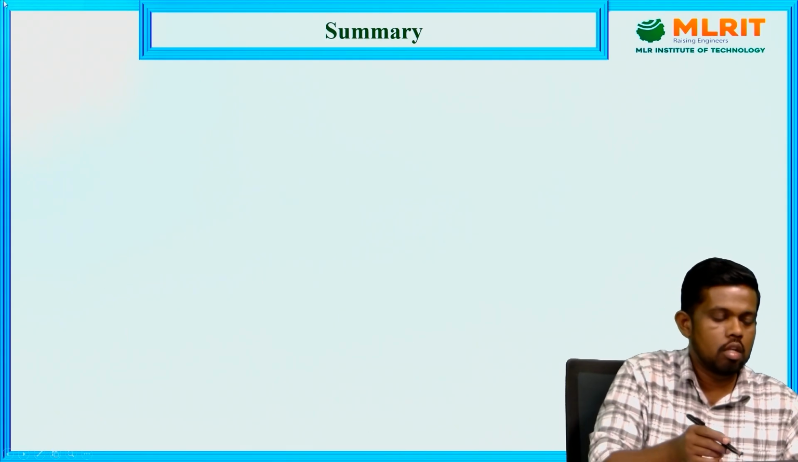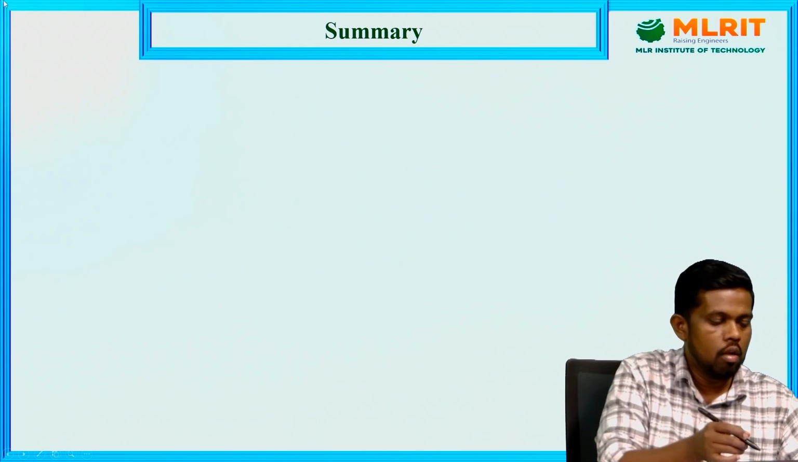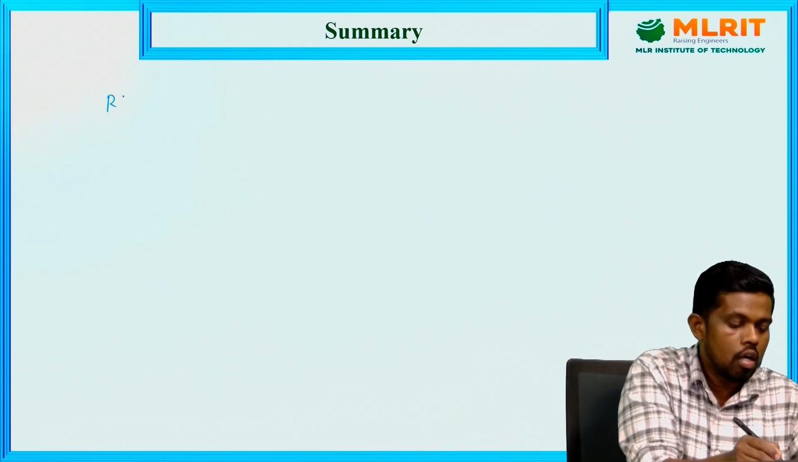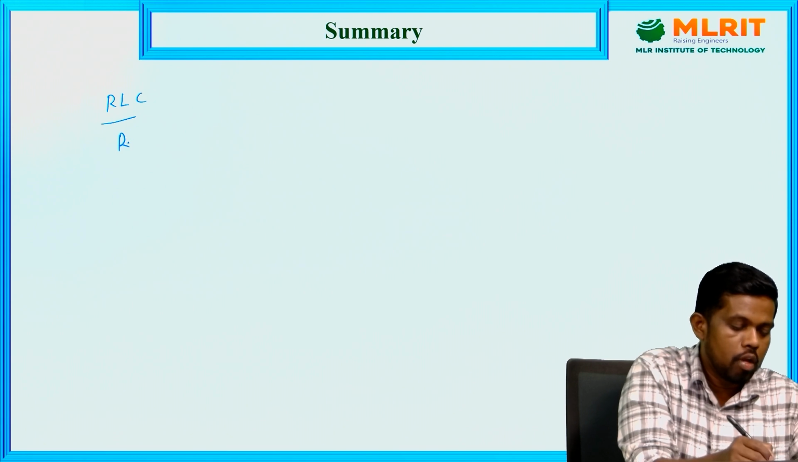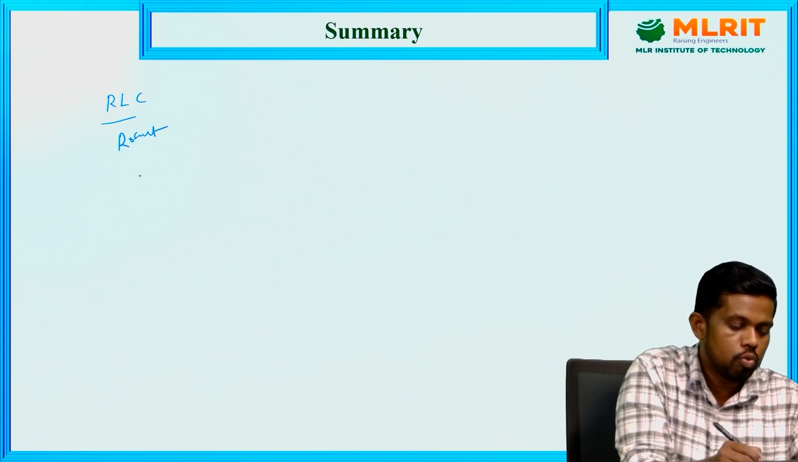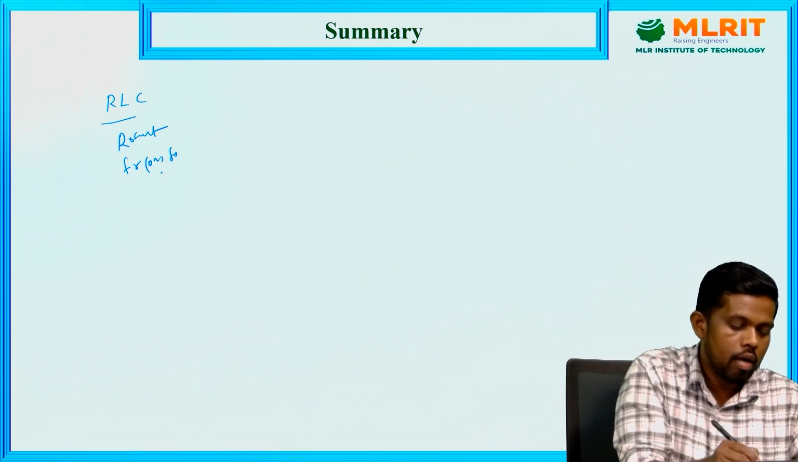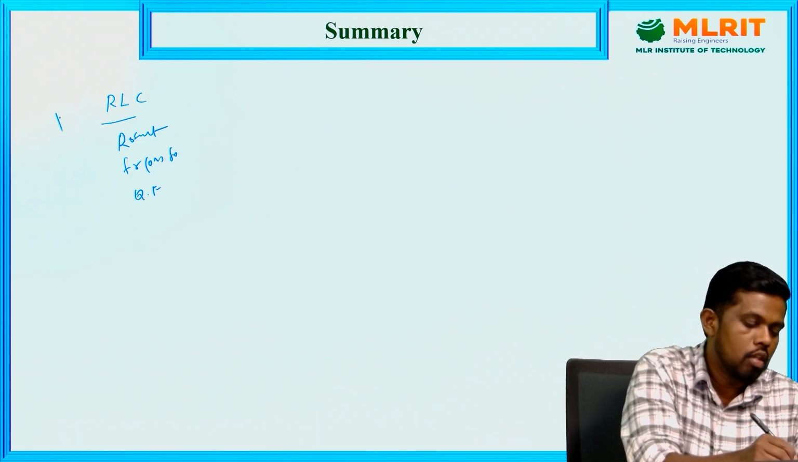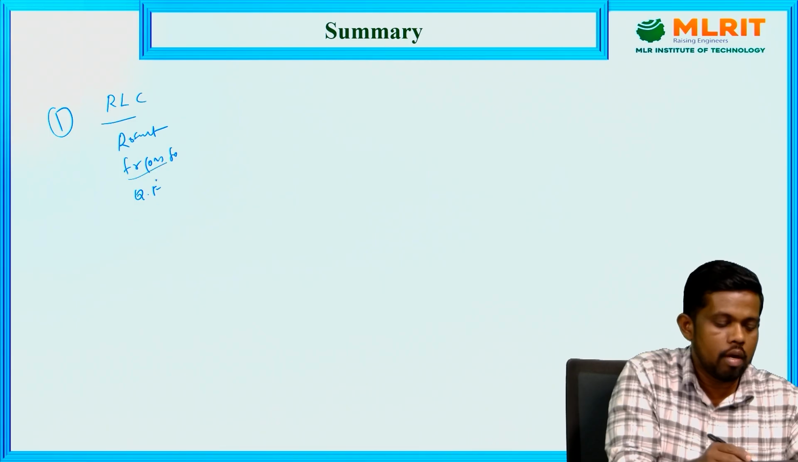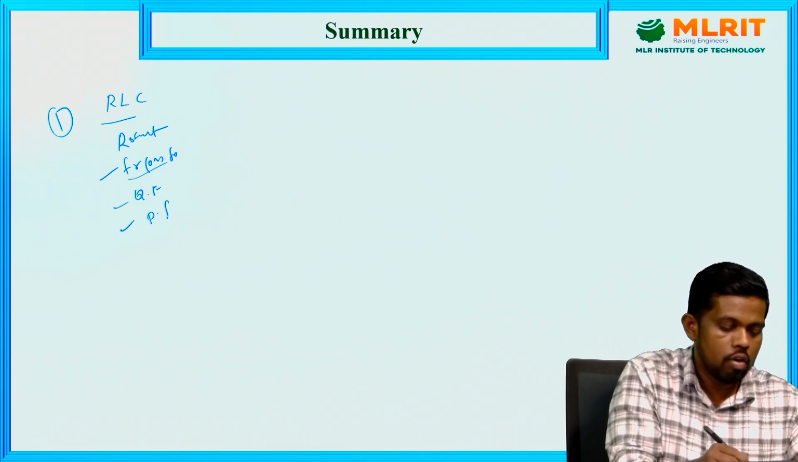In this whole session we have discussed the problems in resonance, the RLC series condition. In that, the resonant frequency value, that's the FR value, also we can say F naught value, then the quality factor. In the very first question, we discussed the FR value, the quality factor, and the power factor of the system.